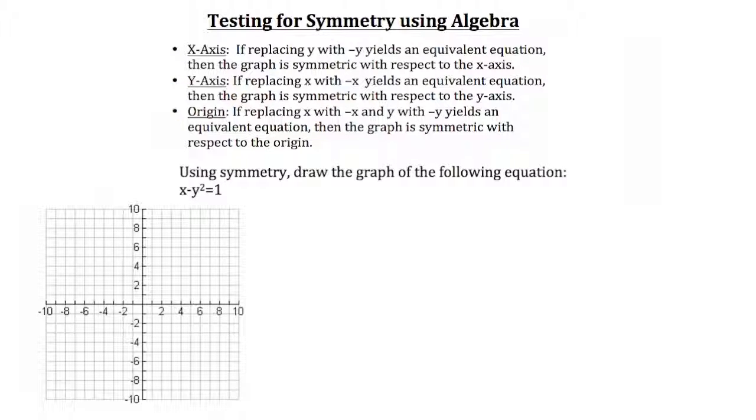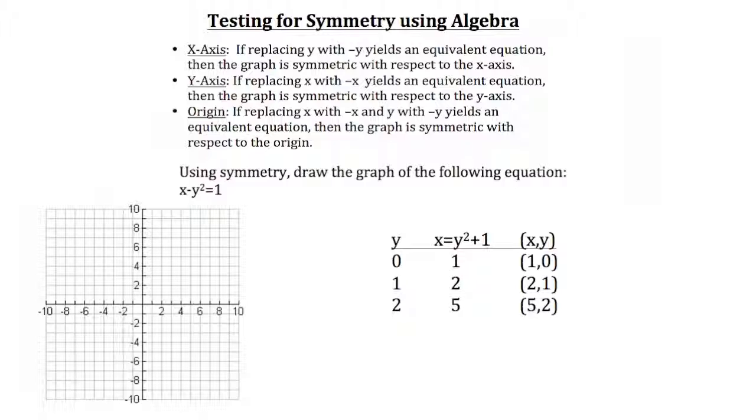In this question, we are asked to draw the graph of the following equation using symmetry, and the equation is x minus y squared equals 1. So let's go ahead and solve that algebraically and see what the graph looks like. Of the three tests for symmetry, the only one that is satisfied in this equation is the test for x-axis symmetry, because x minus (negative y) squared equals 1 is equivalent to x minus y squared equals 1. So the graph is symmetric with respect to the x-axis.